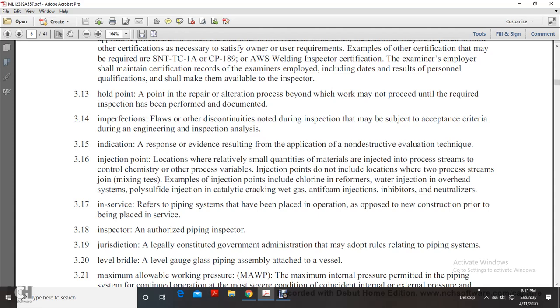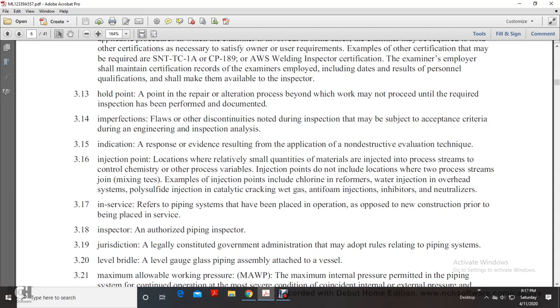Indication: response or evidence resulting from the application of a non-destructive evaluation technique; imperfections, flaws, or other discontinuities noted during inspection that may be checked against acceptance criteria during engineering inspection analysis. Injection point: location where relatively small quantities of material are injected into the process stream to control the chemistry and other process variables.